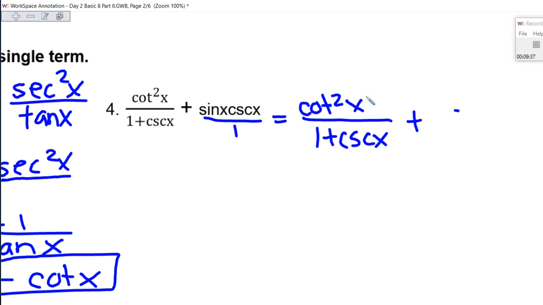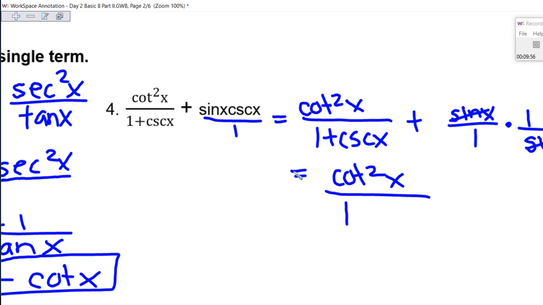Because this would be sine of x over 1. Instead of cosecant of x, what could I put? 1 over sine of x. So that cancels, that cancels. So this is just cotangent squared of x over 1 plus cosecant of x plus 1. So sine times cosecant is 1.